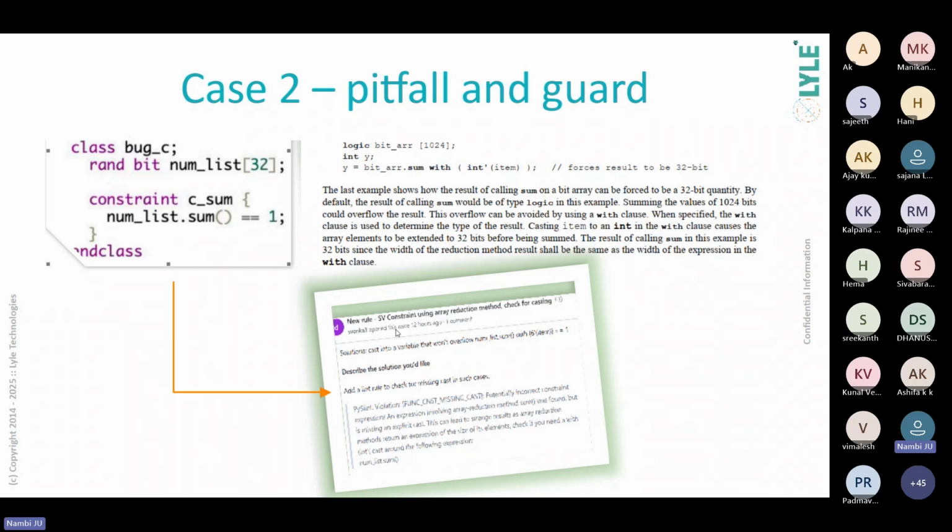PySlint has a rule to flag improper definition of the constraint without casting, or typecasting, on the value. You can see that there is a PySlint violation which says missing cast.